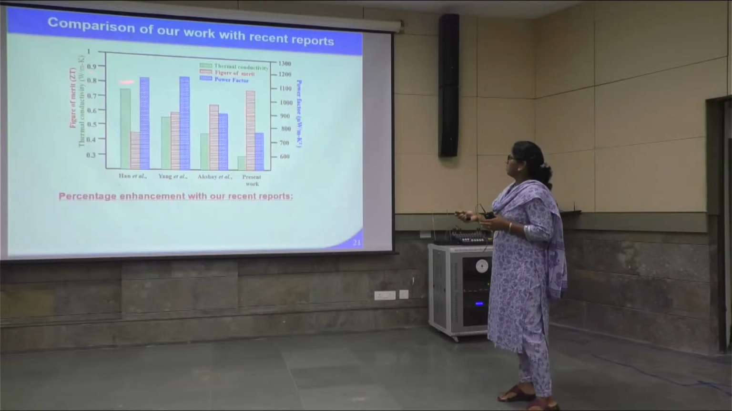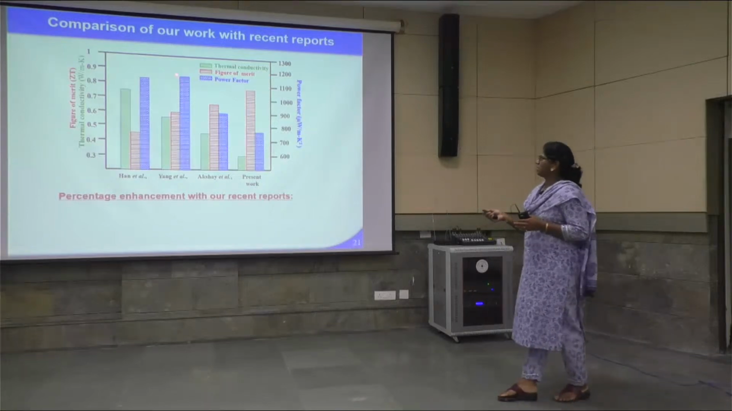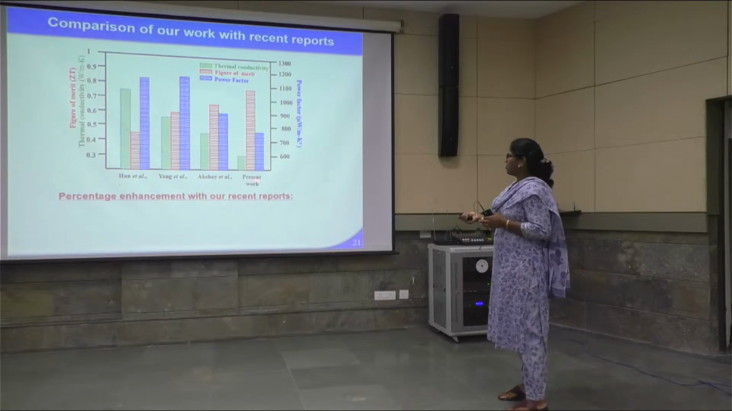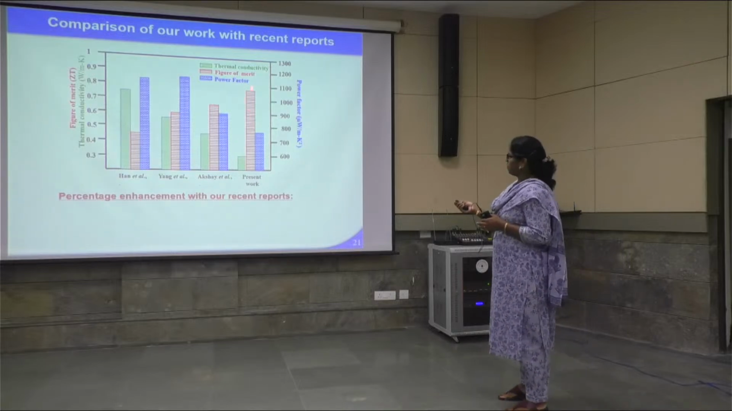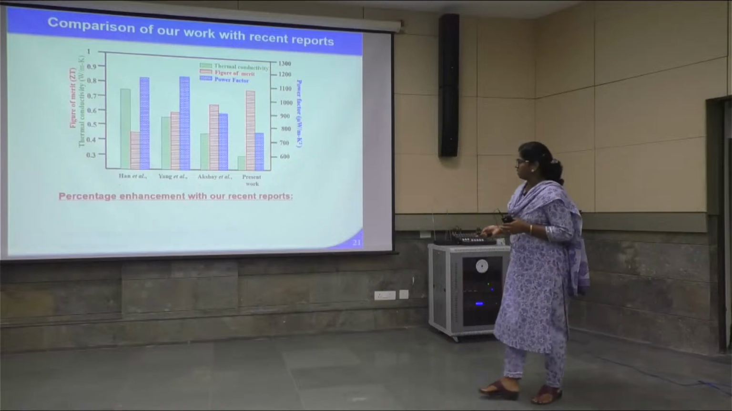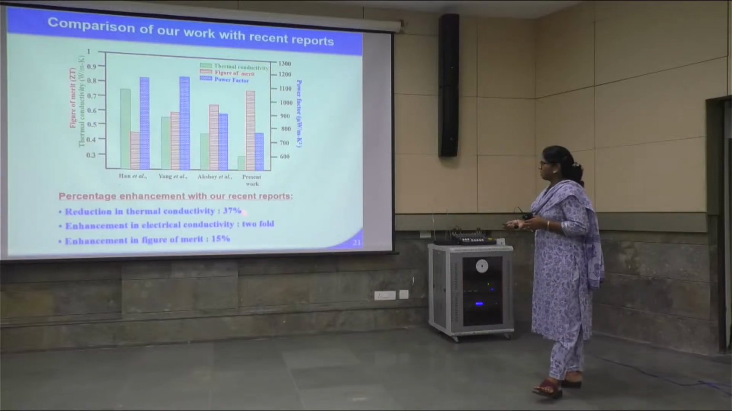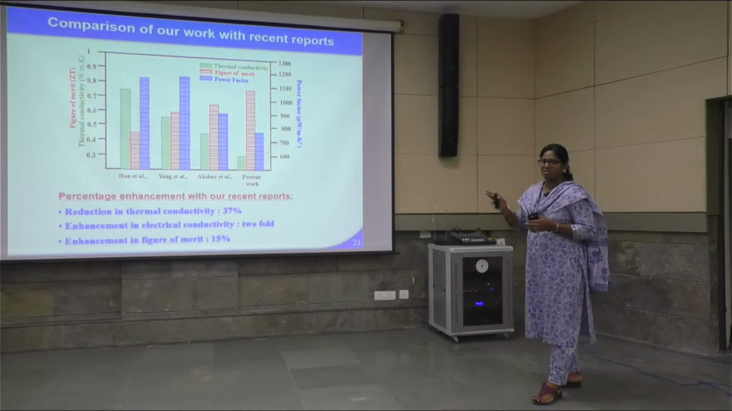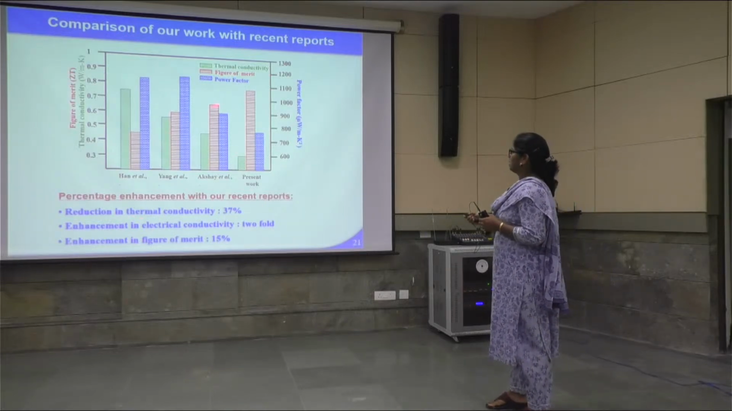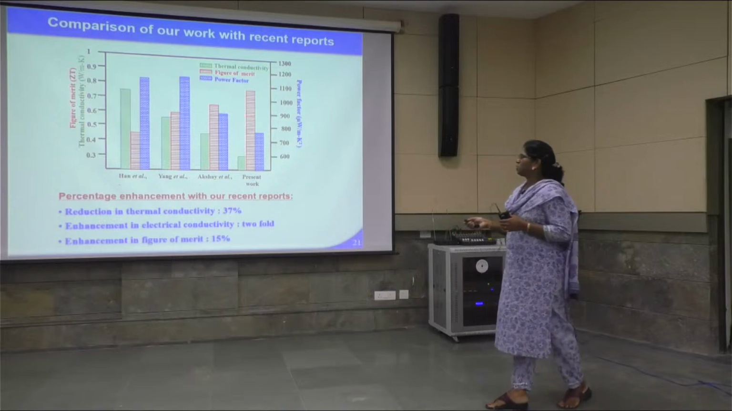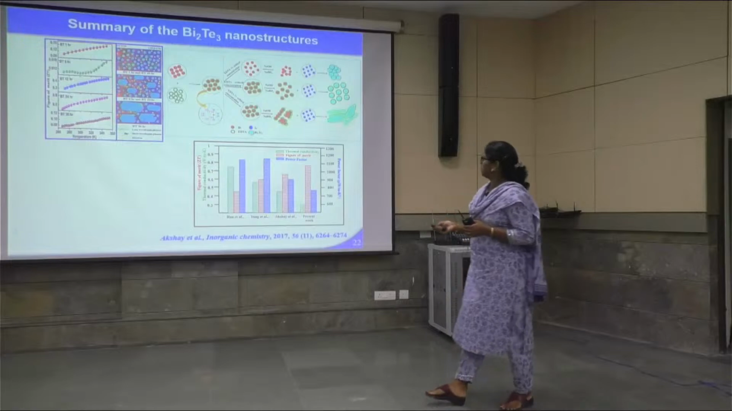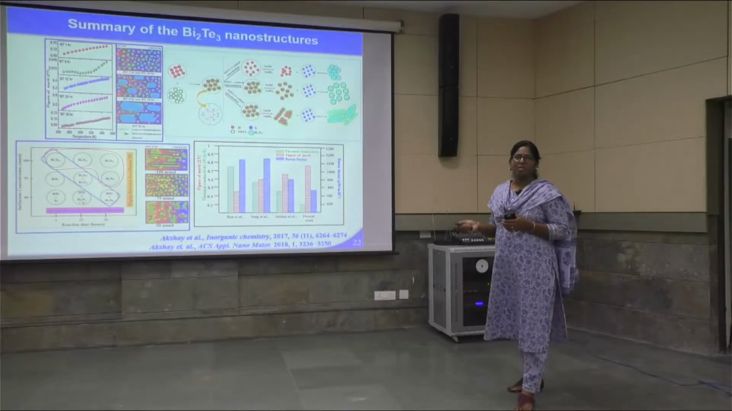In this case, the earlier report also is a 0.9 highest, in 2020 Young HF reported. However, what we achieved using this is that the power factor we may have got, but the thermal conductivity is the least value reported here. So here is a reduction of 37% in comparison to the presently available state-of-the-art materials, and the electrical conductivity is enhanced twofold. So this resulted in a 15% enhancement in the figure of merit. So this is the summary, which I have explained to you.